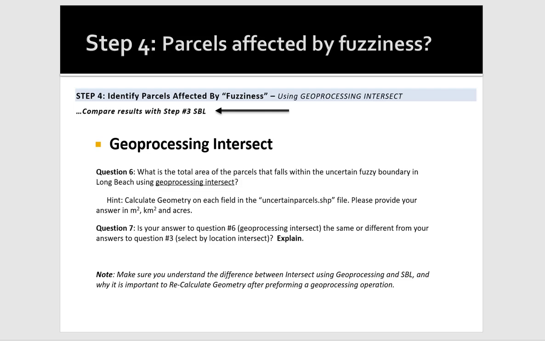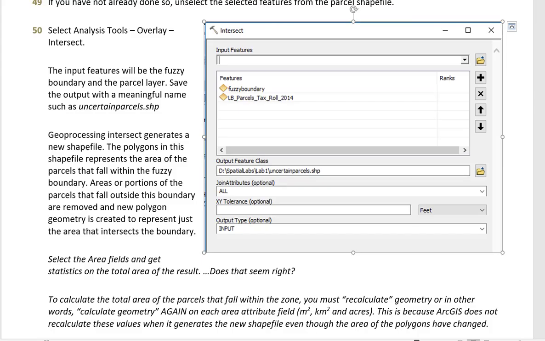Hello and welcome back to our very last step in the Introduction to Spatial Data Error and Uncertainty Lab. In this step, we're going to take off from where we left off and perform a geoprocessing intersect, intersecting the fuzzy boundary with the parcels. And we're going to compare the difference between the geoprocessing intersect with the select by location intersect.